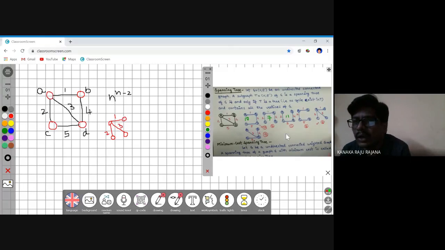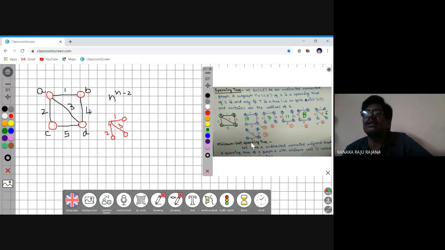Now the next important point is, the total cost achieved from this spanning tree is 5 plus 4, 9. I think this is 5 plus 2, 7, 7 plus 1, 8. Similarly, for this, 1 plus 2, 3, 3 plus 3, 6.